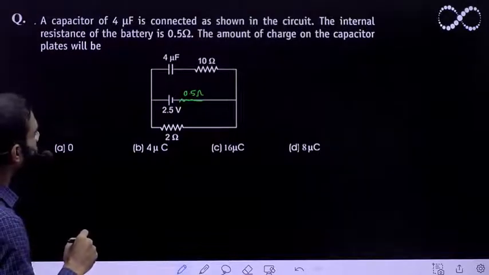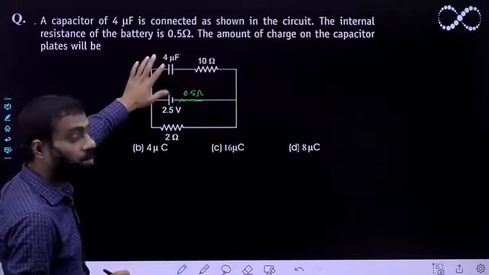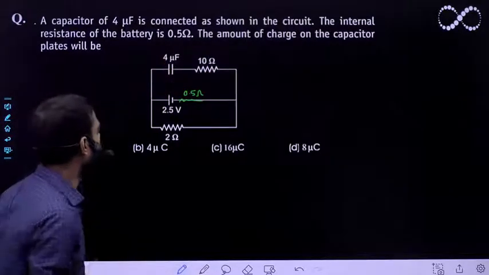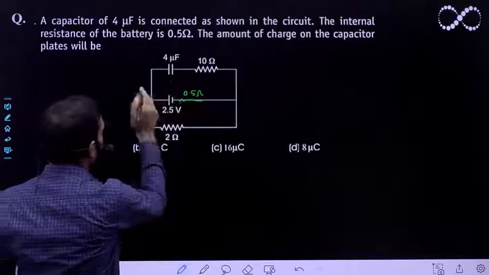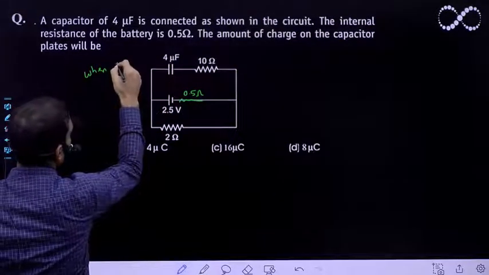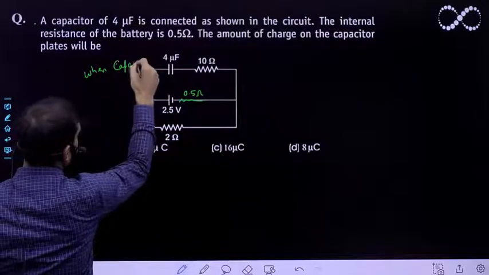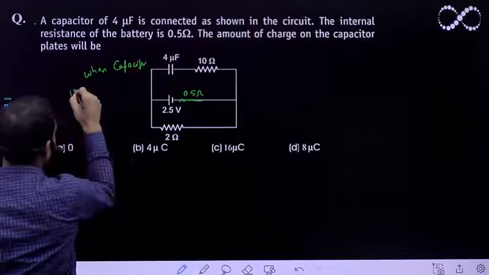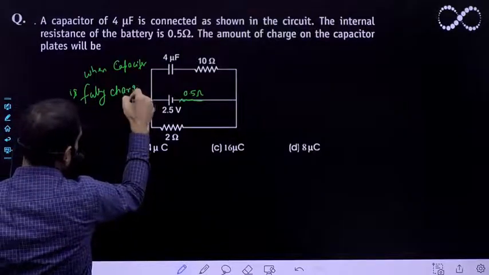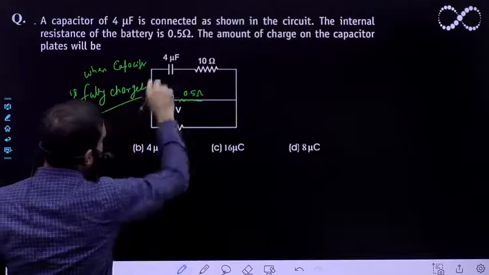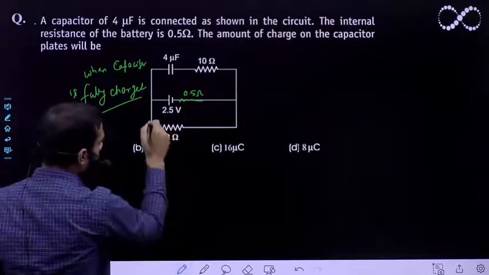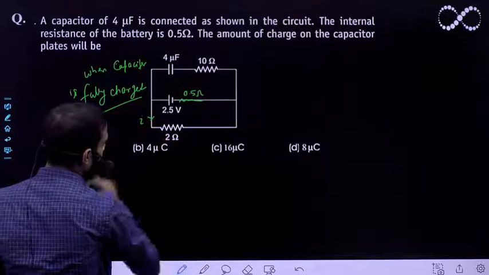When the capacitor is fully charged, there will be no current in this upper part of the circuit. Only the lower part of the circuit will carry current. Let us assume this current is I.